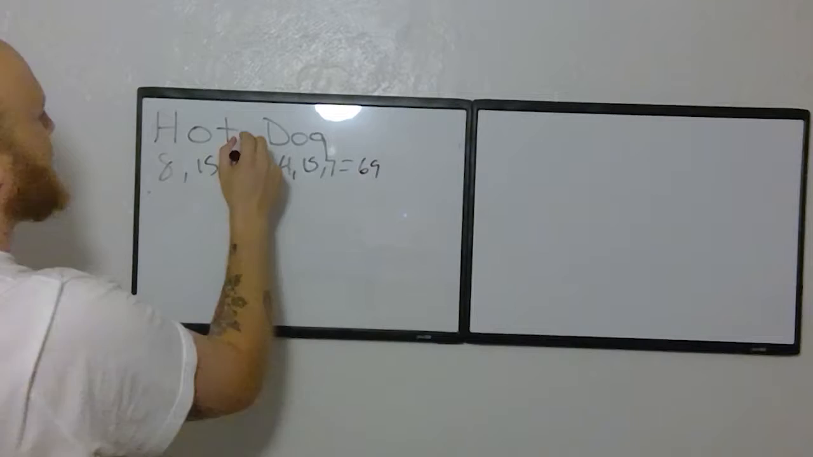But normally, hot dog has a dash in it. That's a subtraction sign. We add these all together. That gives us 43 minus 26. 43 minus 26 equals 17. Now, why is 17 important? I'll tell you why 17 is important.